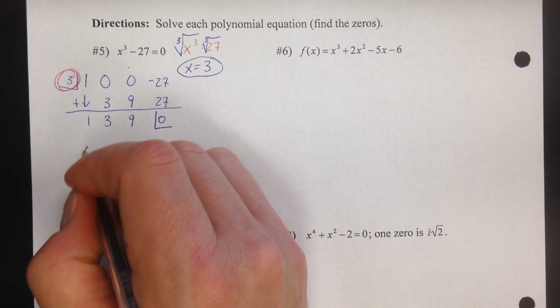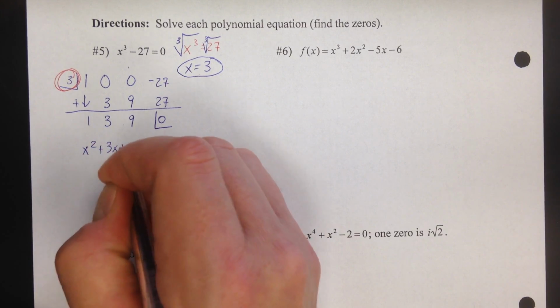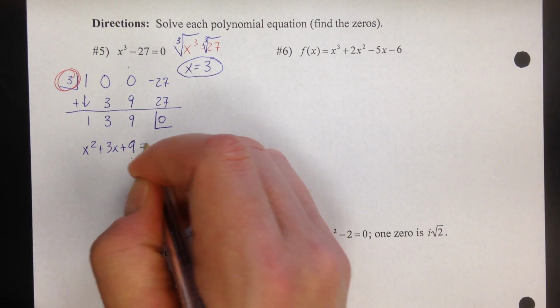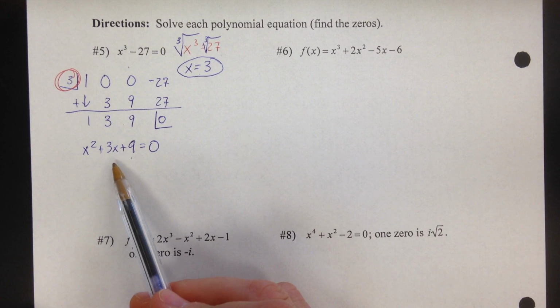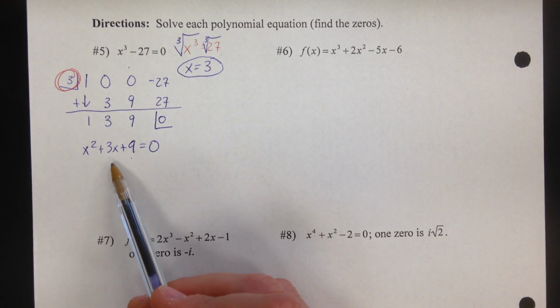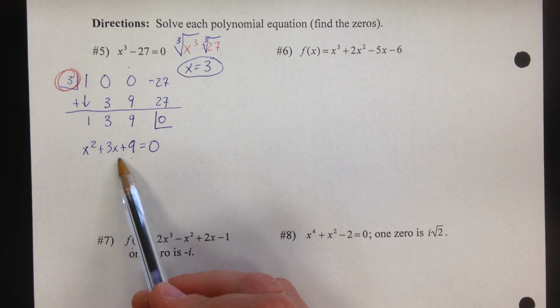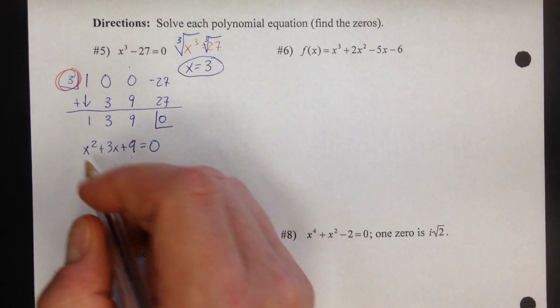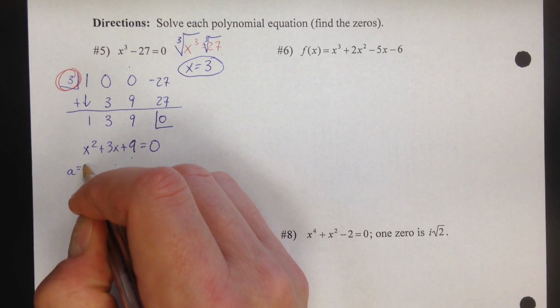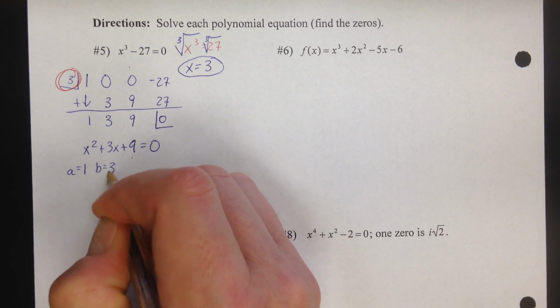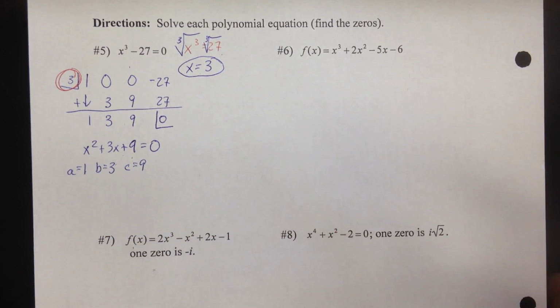Now what's left here, this is x squared plus 3x plus 9. And I'm going to solve that. So now it's a quadratic. The reason why you want to get a quadratic is because now you can do quadratic formula. You have other methods. You might be able to factor. In this case, factoring is not going to work. So let's say a equals 1, b is equal to 3, and c is equal to 9.